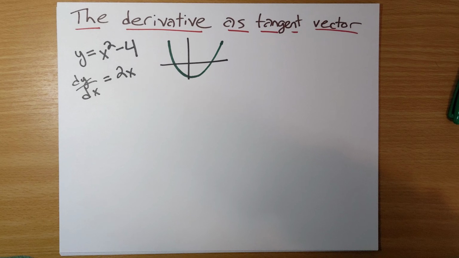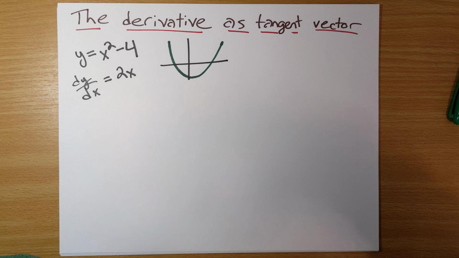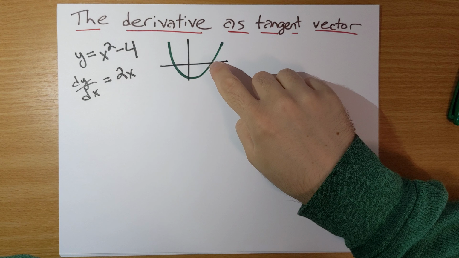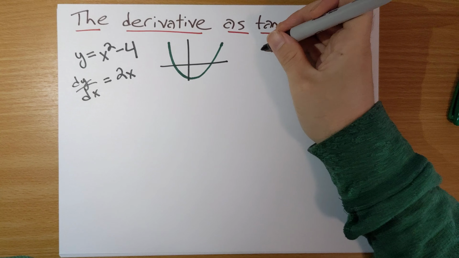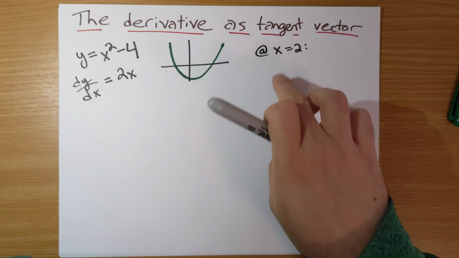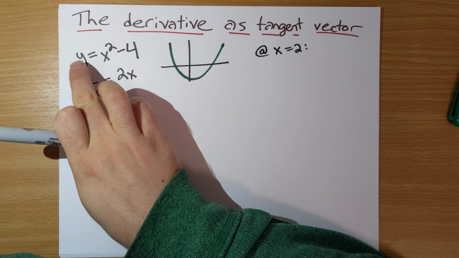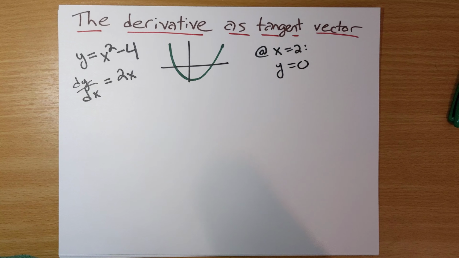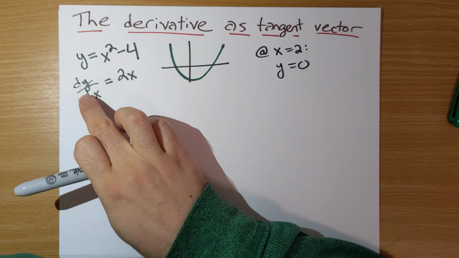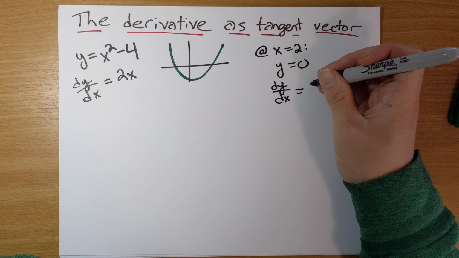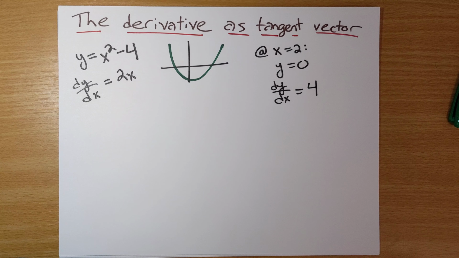So, classic Calc 1 problem, find an equation for the tangent line at x is equal to 2. So when x is equal to 2, we plug in 2 here, we get y is equal to 4 minus 4, y is equal to 0. And when x is equal to 2, dy/dx is equal to 2 times 2 is 4.